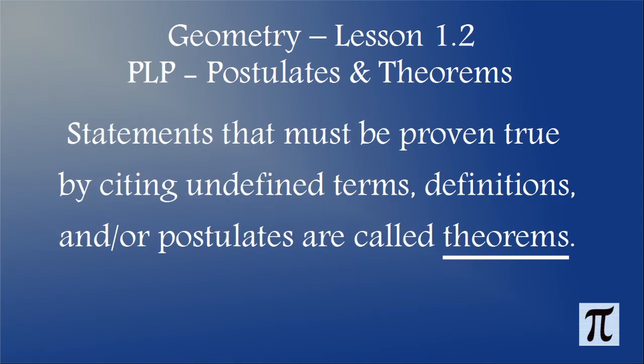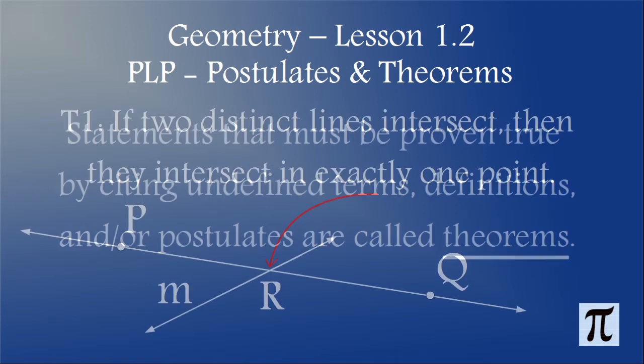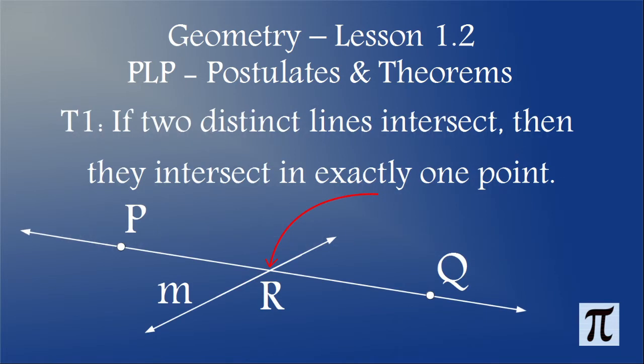Statements that must be proven true by citing undefined terms, definitions, and/or postulates are called theorems. Theorem number 1. If two distinct lines intersect, then they intersect in exactly one point.